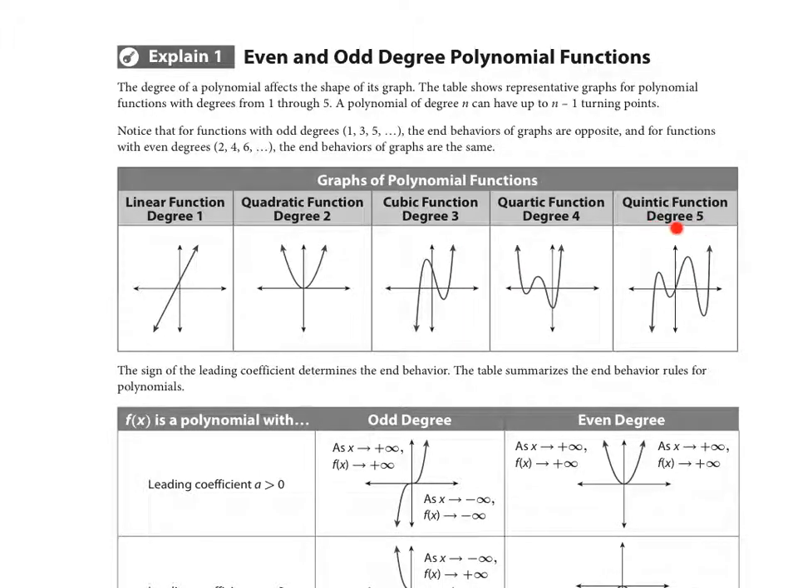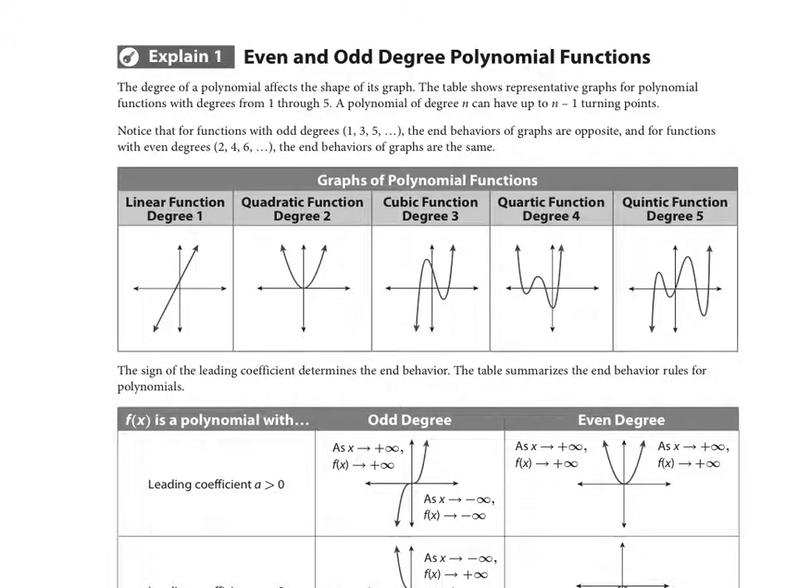Degree 5, a quintic function. On the negative side, going down. On the positive side, going up. Whereas an even function, in this case degree 2, quadratic, goes up on both sides. Degree 4, called a quartic function, goes up.